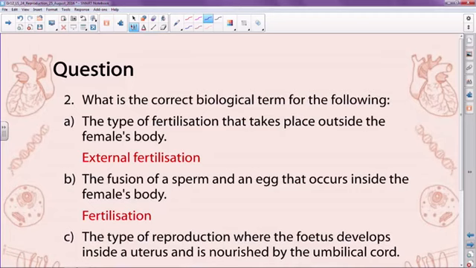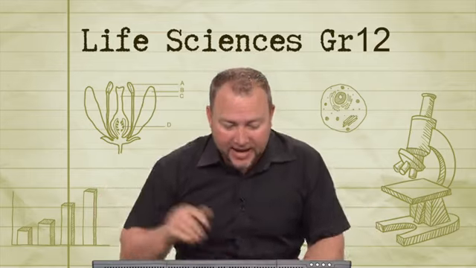Okay, what type of fertilization takes place outside of the female's body? External fertilization, for example, the salmon. The female lays the eggs and the male comes over and puts the sperm on top of the eggs, outside of the body. Okay, next one.